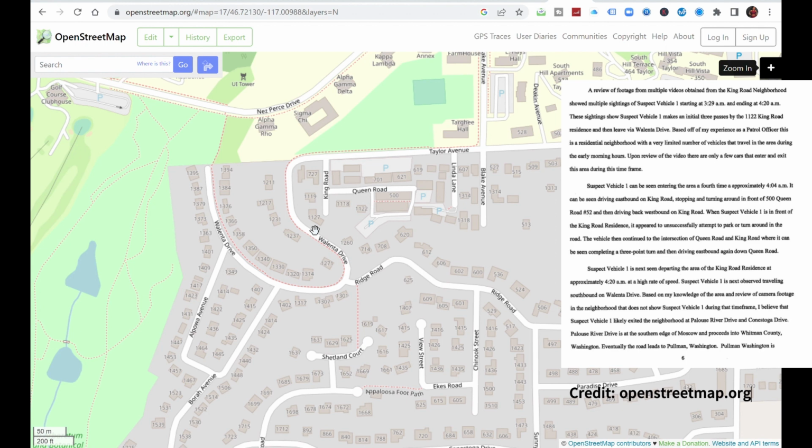And you can see King Road, Queen Road, and then it talks about Legalista Drive. It says 3 passes by the King Road residents and then leave via Legalista Drive at 3:29 a.m. and ending at 4:20 a.m. So here's Legalista Drive here.